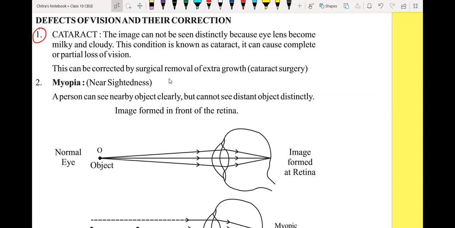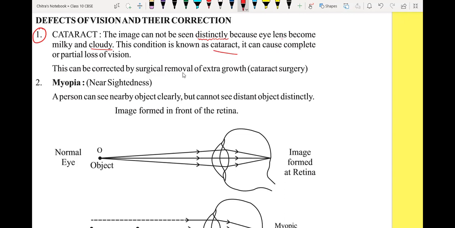Okay, so let's discuss first cataract. The image cannot be seen distinctly. Distinctly means clearly, because the eye lens becomes milky and cloudy, due to which very less amount of light enters our eye to form a clear image. This condition is known as cataract.